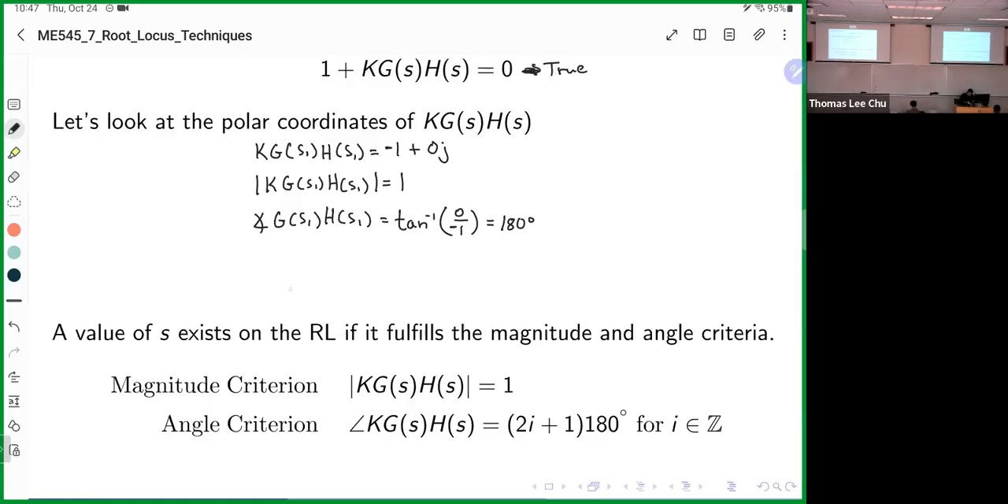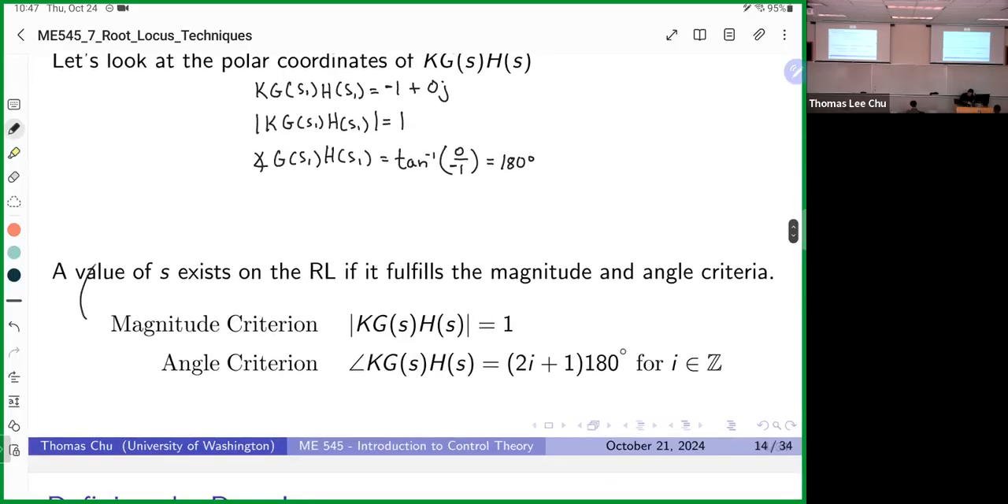Now, another way of redefining the magnitude criterion is saying that K has to equal 1 over |G(s)H(s)|. So basically, we can also determine the magnitude required. Let's say we do know that the root locus exists at that point. We can determine what gain K that is for that corresponding root locus, like for that closed loop pole on that particular point. So these are the same.